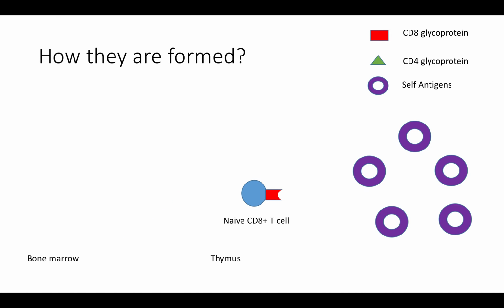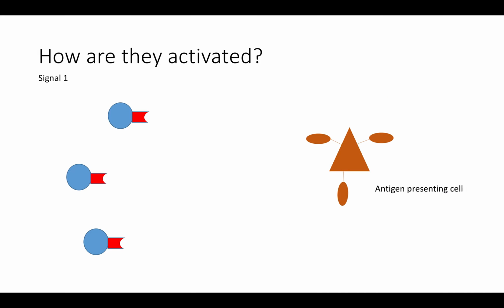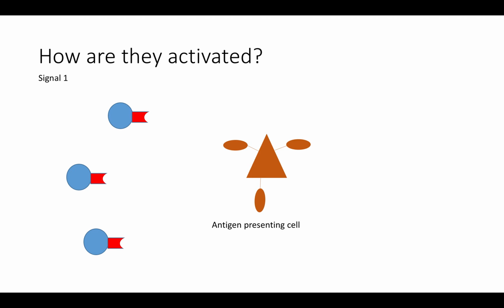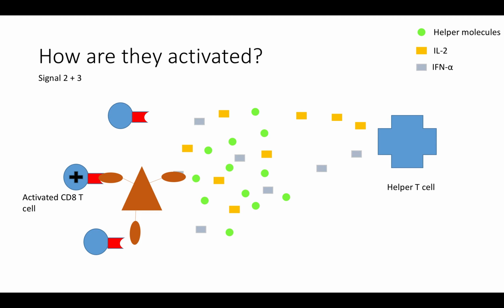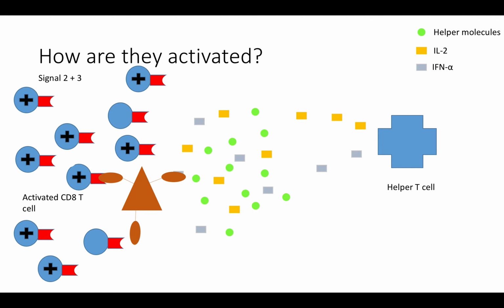Naive CD8 cells, fresh from the thymus, need to be activated by simultaneous signals. These signals are antigenic stimulation through the CD8 cell receptor and antigens presented on MHC1, co-stimulation through molecules CD80 and 86 binding to CD28 stop anergy of the CD8 cells, and stimulation by inflammatory cytokines like interleukin-2 and interferon alpha, which helps the CD8 cell become cytolytic.